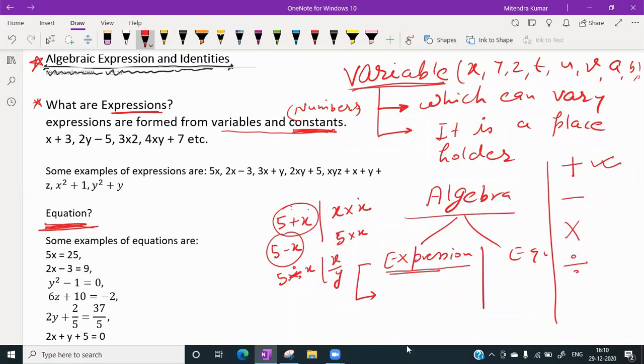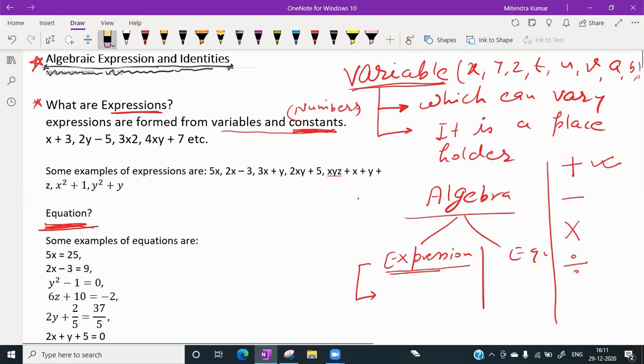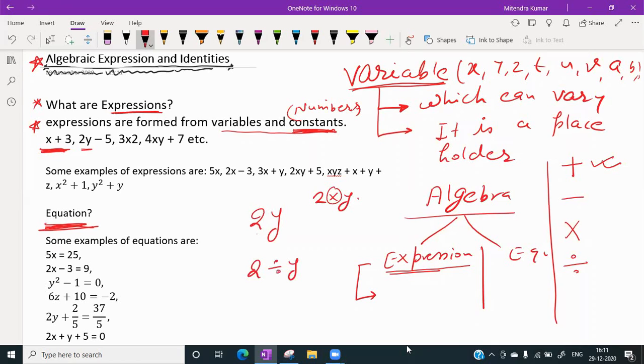Okay, so if any new student joins today, just write down this thing and write down this example. So here you can see this example, x plus 3. X is a variable, 3 is a number, and addition symbol. Okay, here 2 into y and 5. So I told you, if you write multiplication, no need to put any sign, it is understood, 2 y. If you want to divide it, you have to mention the division sign, or you have to write like this, 2 upon y.